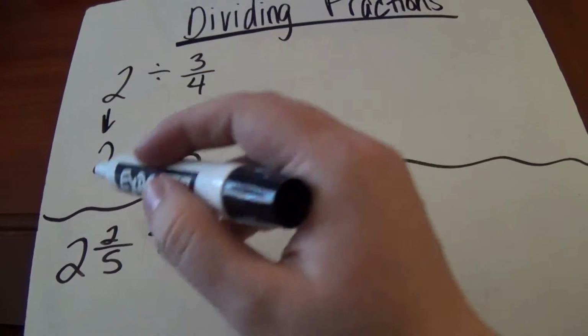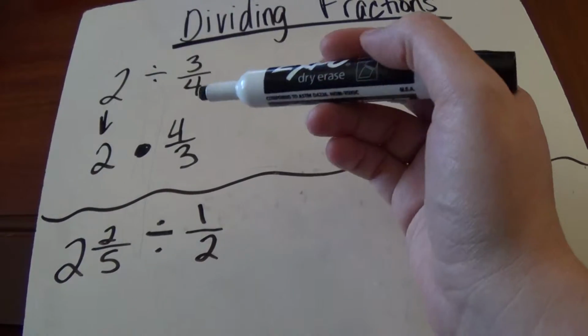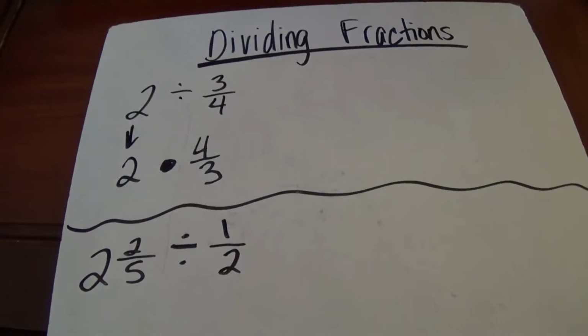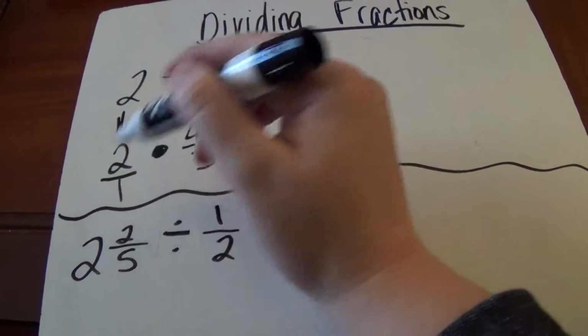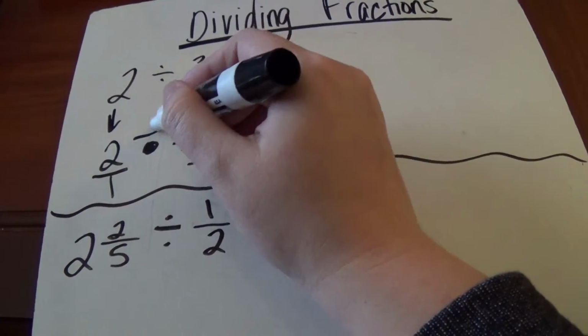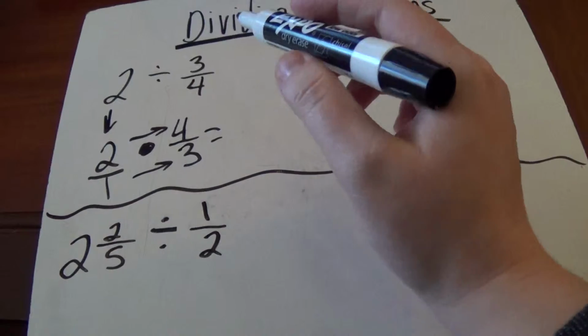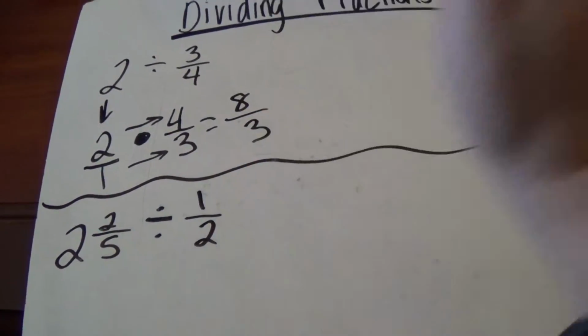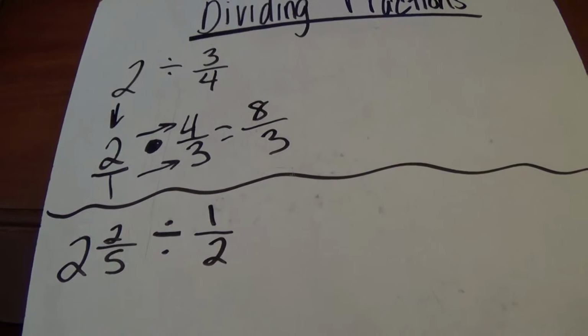And so now this says 2 times 4/3. So all we do is multiply. We have to change 2 to a fraction, so we put it over 1. Now we just multiply across. 2 times 4 equals 8. 1 times 3 is 3. So we get 8/3, which is an improper fraction.